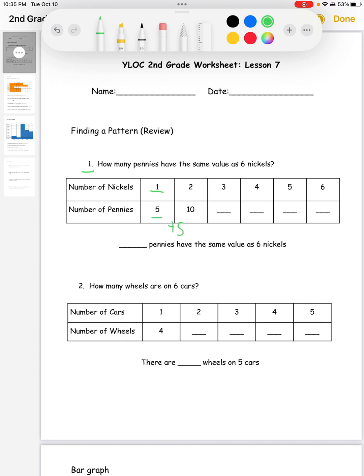So you would keep adding 5 to the numbers. So 10 plus 5 is 15, and 15 plus 5 is 20, and 20 plus 5 is 25, and 25 plus 5 is 30. The values go up by 5s. You would add 5s because we know that 1 nickel is equal to 5 pennies. So it will keep going up 5 times. So 30 pennies have the same value as 6 nickels.